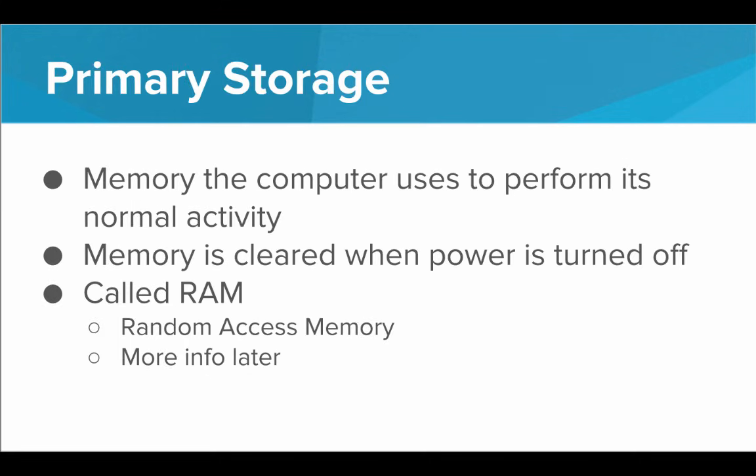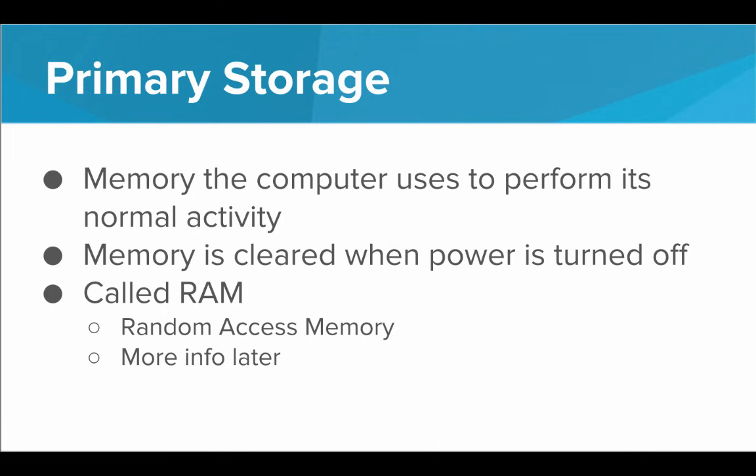So primary storage is the memory that the computer uses just to perform its normal activity. When the computer is on and operating, it's doing several calculations a second, and it needs space to store numbers for these quick calculations. And so this is the primary storage. This memory is cleared when the power is turned off.